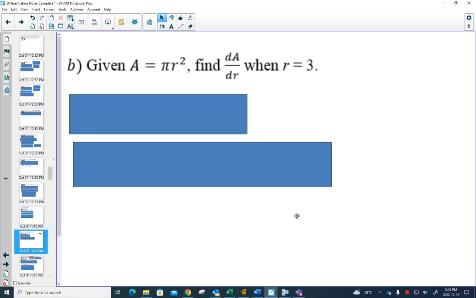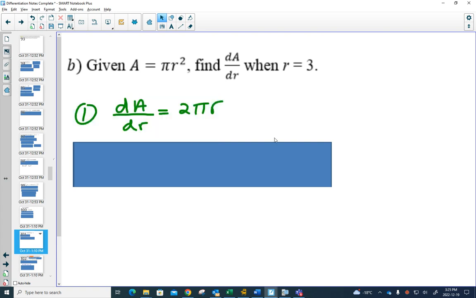And our last question for the day. Do you recognize that function? What is it? Area of a circle. And if you find its derivative, do you recognize that function? What is the derivative of the area of a circle? The circumference.